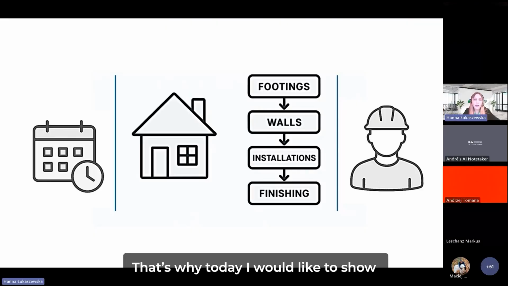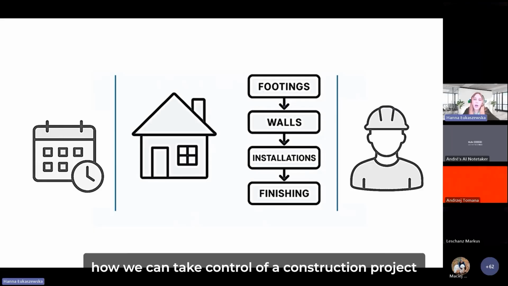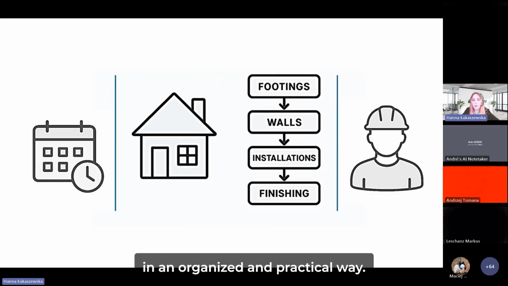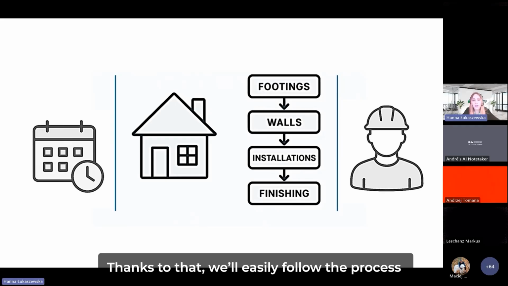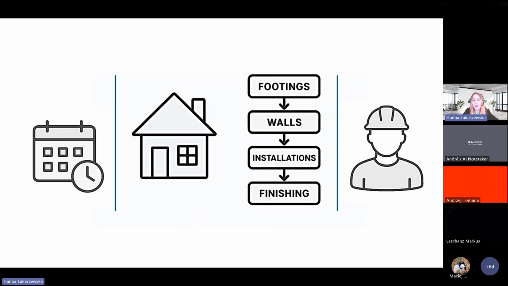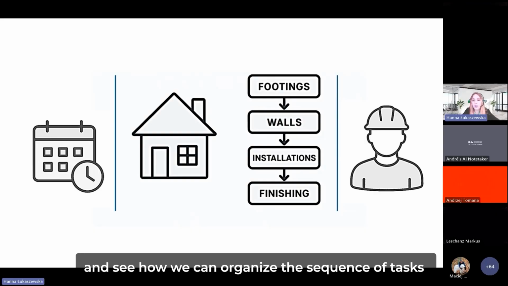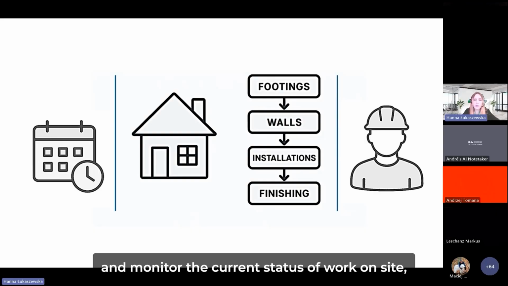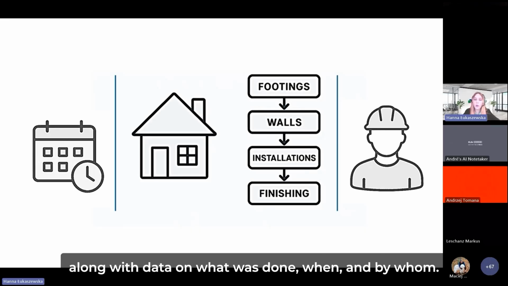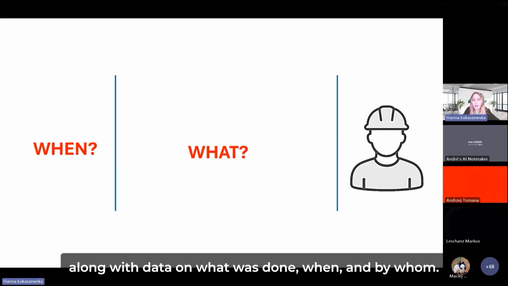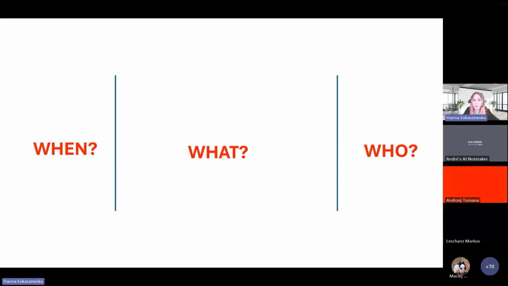That is why today I would like to show how we can take control of a construction project in an organized and practical way. We will do this using the example of a small house model. Thanks to that, we will easily follow the process step by step and see how we can organize the sequence of tasks and monitor the current status of work on site along with data on what was done, when, and by whom.